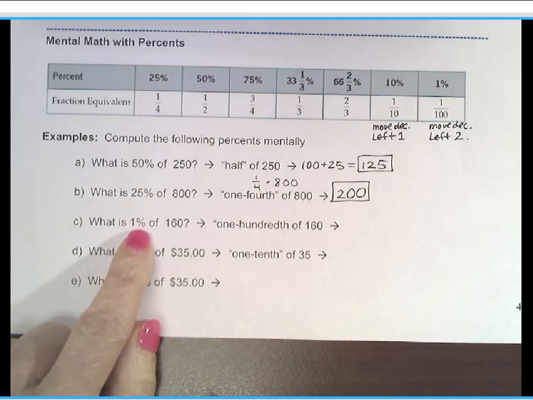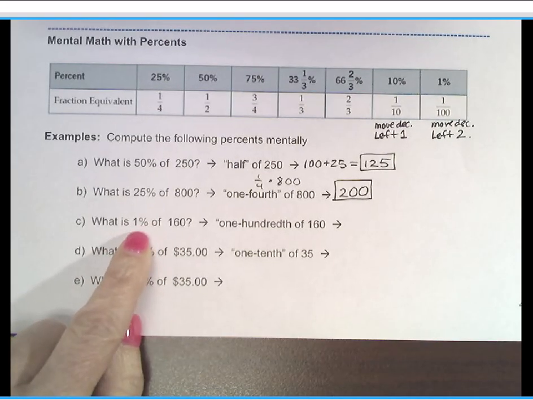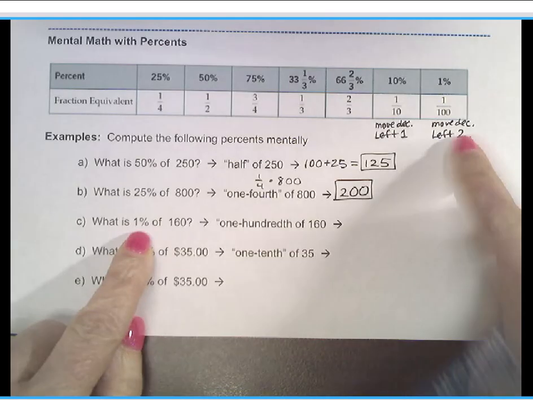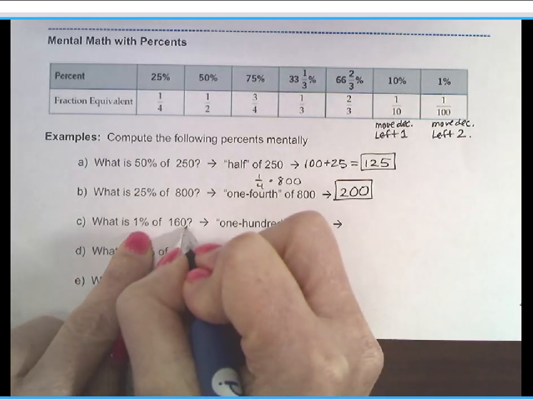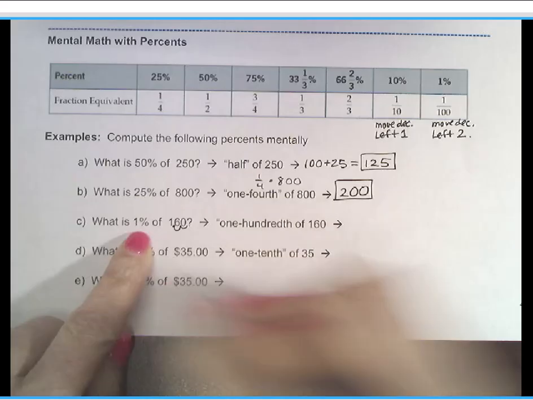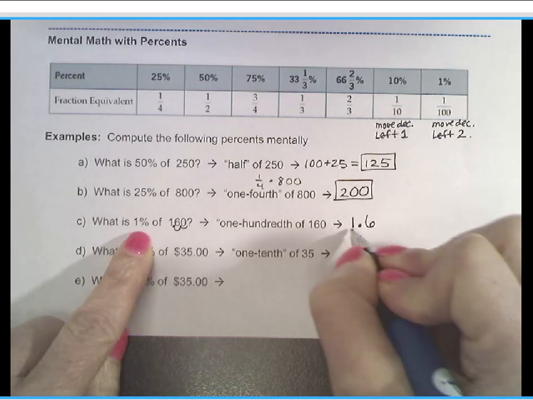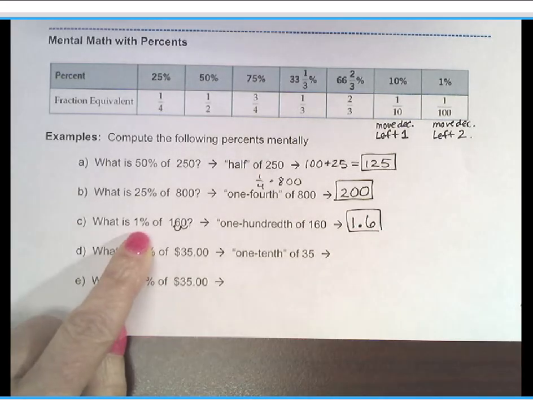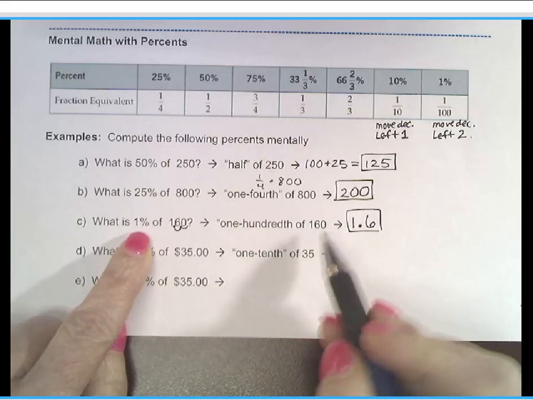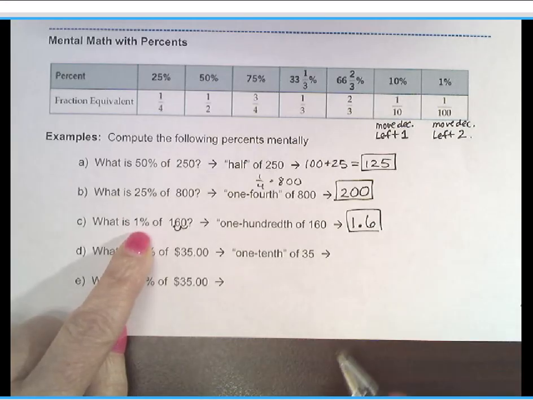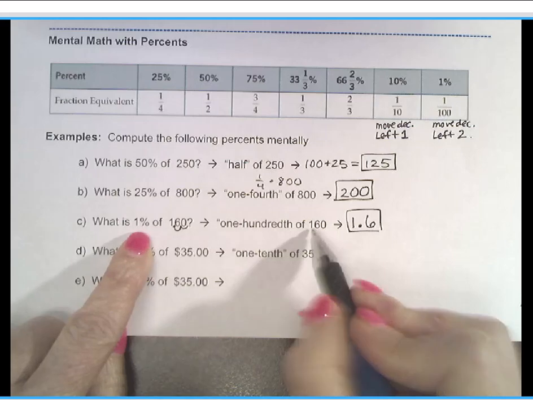Here's a 1%. What's 1% of 160? Well, the rule for 1% is you just move the decimal left 2 places. So if I move my decimal left, I get 1.6. That's 1/100th of 160. So move the decimal 2 places to the left. 1.6.